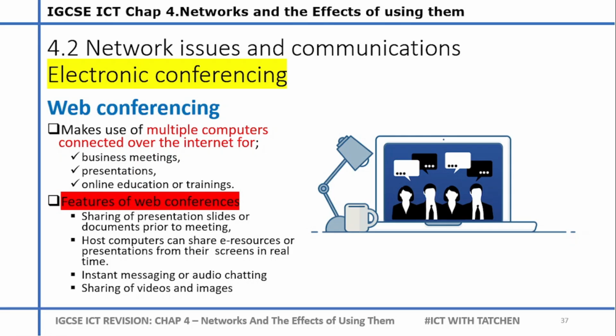The last type of electronic conferencing we'll look at is web conferencing. For web conferencing, we make use of multiple computers connected over the internet. This could be for business meetings, presentations, or online educational training like we are doing now. Features of web conferencing include sharing of presentation slides or documentation prior to the meeting. You can share your documents or files before the meeting takes place. The host computer can share electronic resources or presentations from their screen in real time. While you're speaking or presenting, you share exactly that in real time.